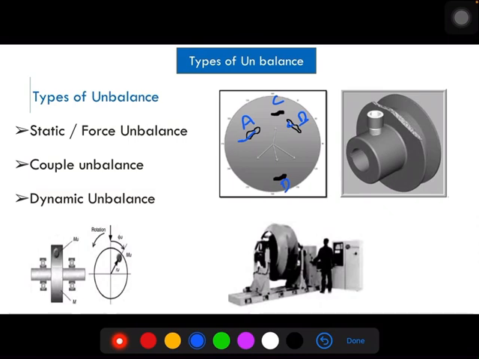There are mainly three types of unbalance that exist for any equipment. The first is static unbalance, the second is couple unbalance, and the third is dynamic unbalance. All these unbalances we'll study in the later slides in detail, and I explain for this center hung machine. Center hung machine means the impeller is supported on either side by bearings. Here this is a DE bearing, this is an NDE bearing. They are on either side of the impeller.